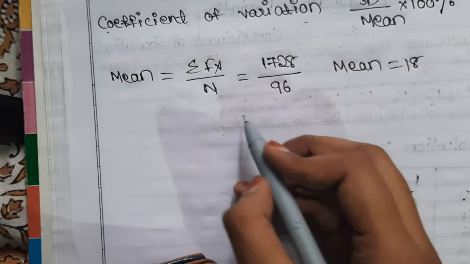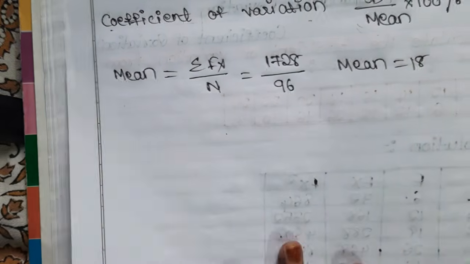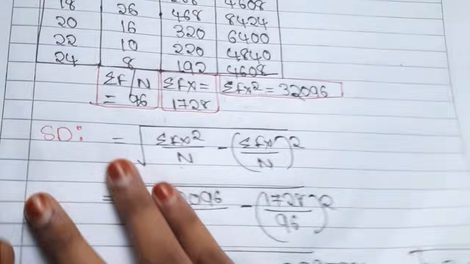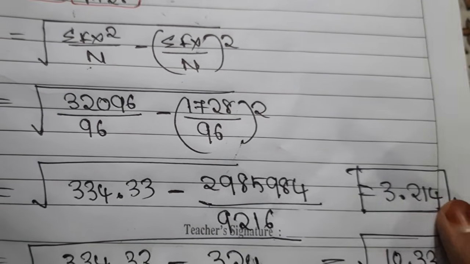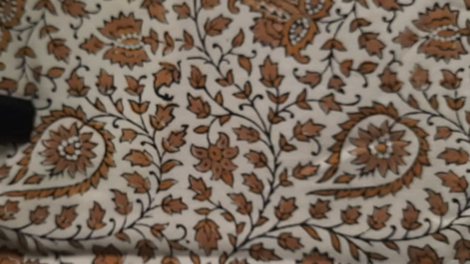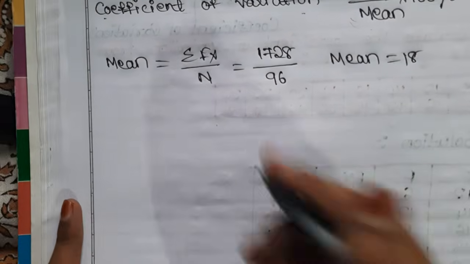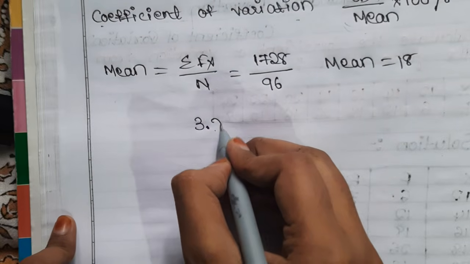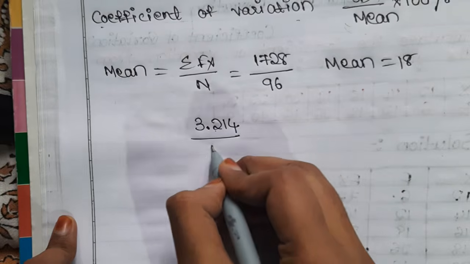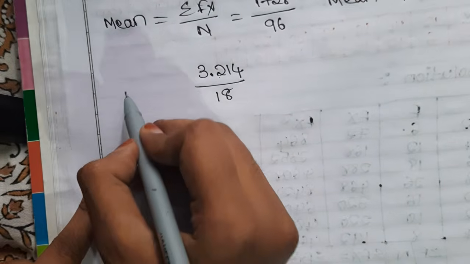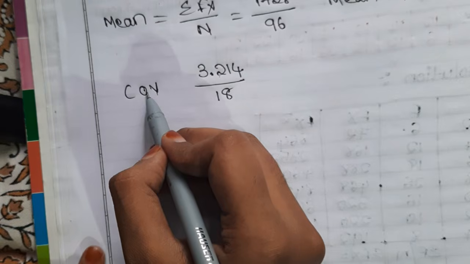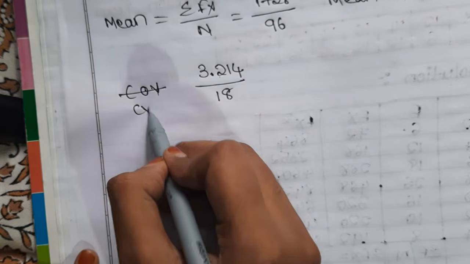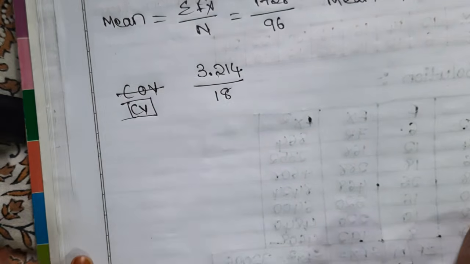So now what are we going to do? How much did we get the standard deviation? We got standard deviation as 3.214. Yes or no? 3.214 divided by 18. If you do, you will get the coefficient of variation. This is written as CV. You can say coefficient of variation is CV.